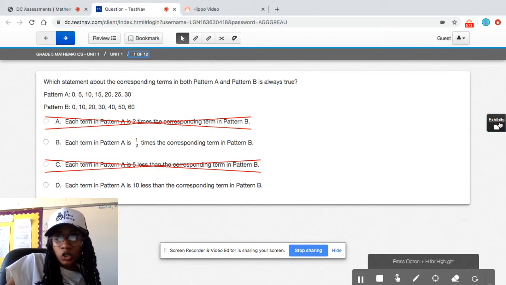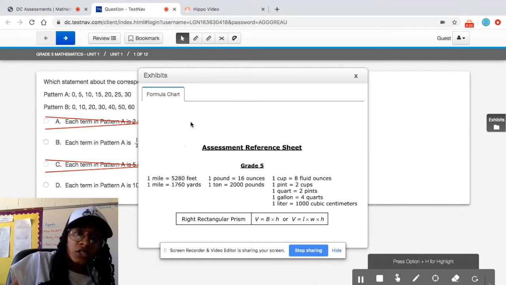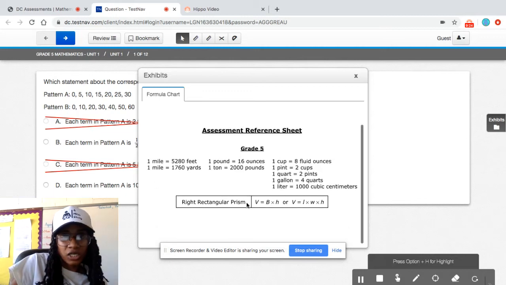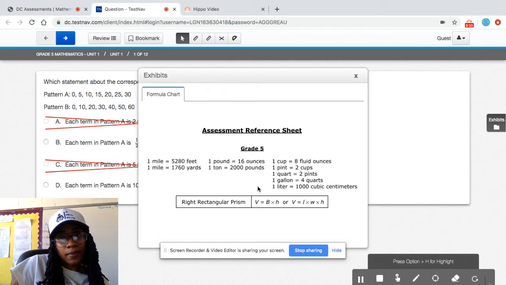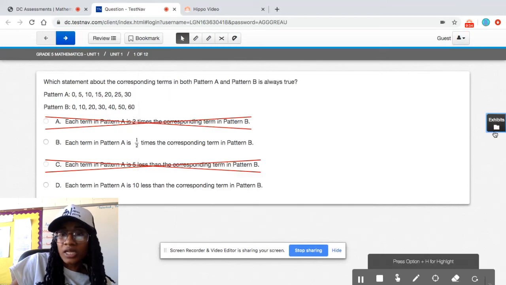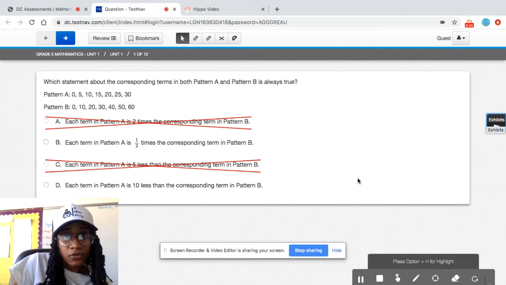Our last tool that I want to highlight is the exhibits. The exhibits is right here on the right. This gives you your reference sheet. I believe 3rd through 8th grade math get a reference sheet. These are the only references that you will be given for each grade level. Each grade level looks different, but this is your reference sheet that you can use, and we need scholars to make sure that they understand it, because I think we are not able to provide a paper copy for them anymore.